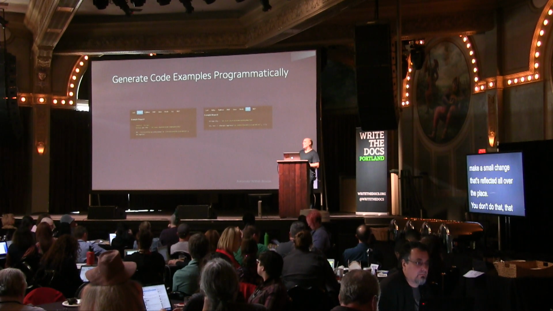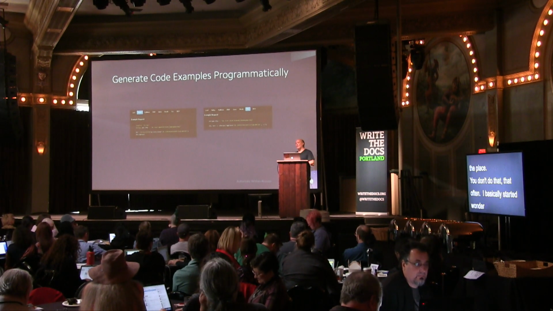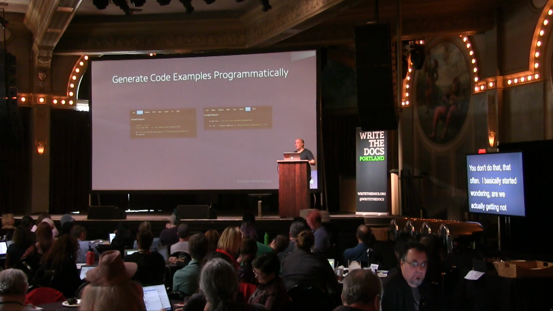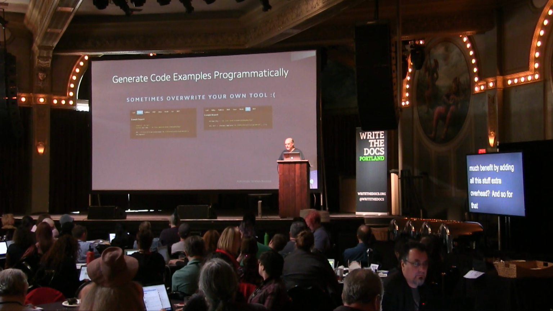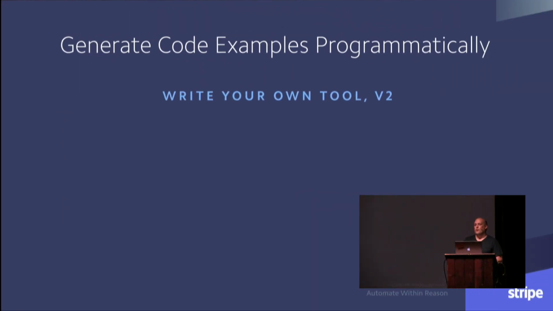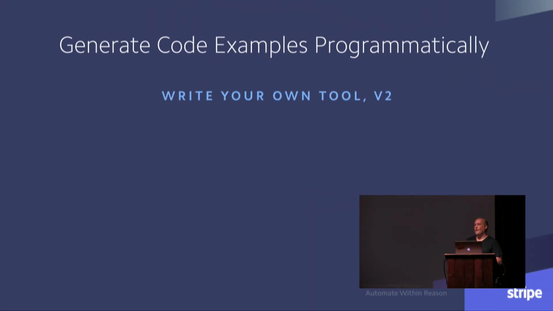So I basically started wondering, are we actually getting not that much benefit by adding all this extra overhead? And so for that, we then moved on to creating a different tool. And this is a manual utility. So it's far less clever than our auto-generated approach, but it does away with that need for overriding defaults and such. We wrote this utility in the Go programming language, mostly because it's crazy fast and some of us wanted to play around with Go.